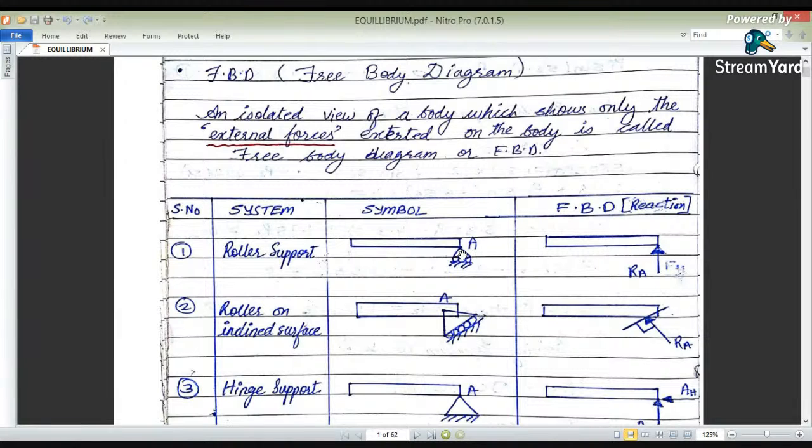While applying the reactions on this support, we have to apply them along a particular perpendicular direction. Here this roller is horizontal, therefore we are applying the reaction in a perpendicular direction, that is RA. The roller is moving in horizontal directions, therefore we are applying a reaction in the perpendicular, that is vertical, direction. So A point is there, therefore we are providing RA.